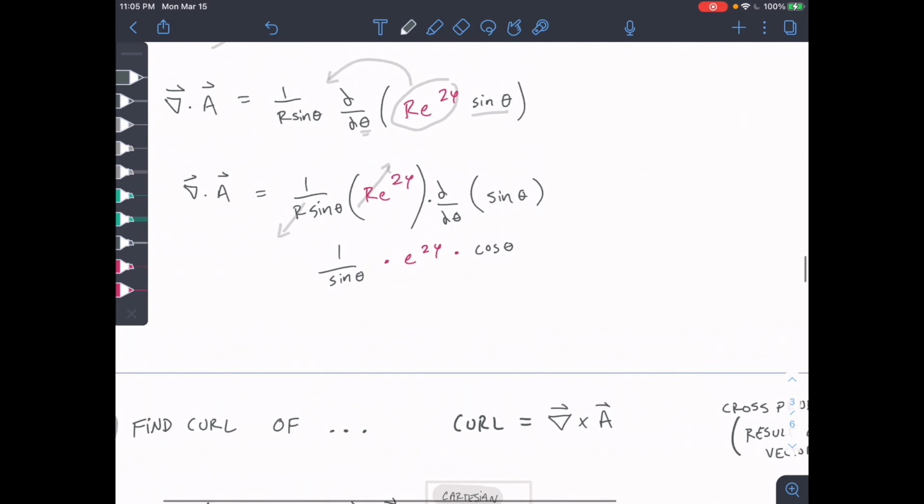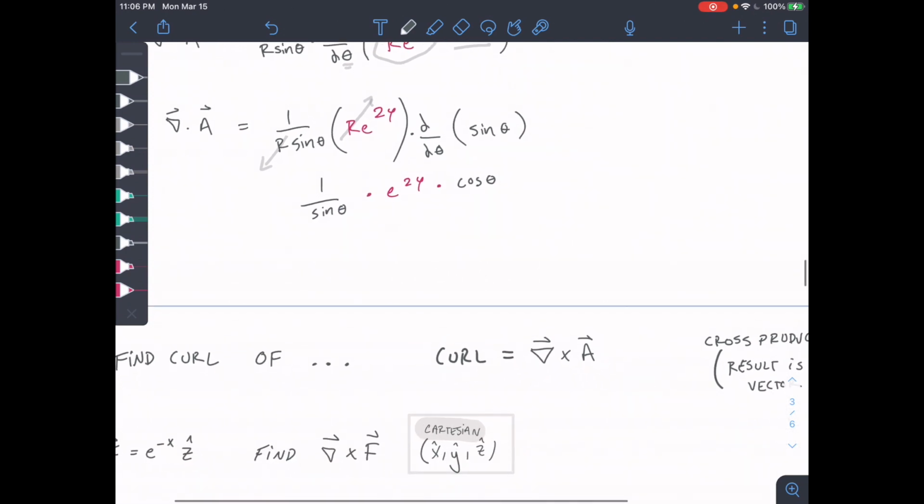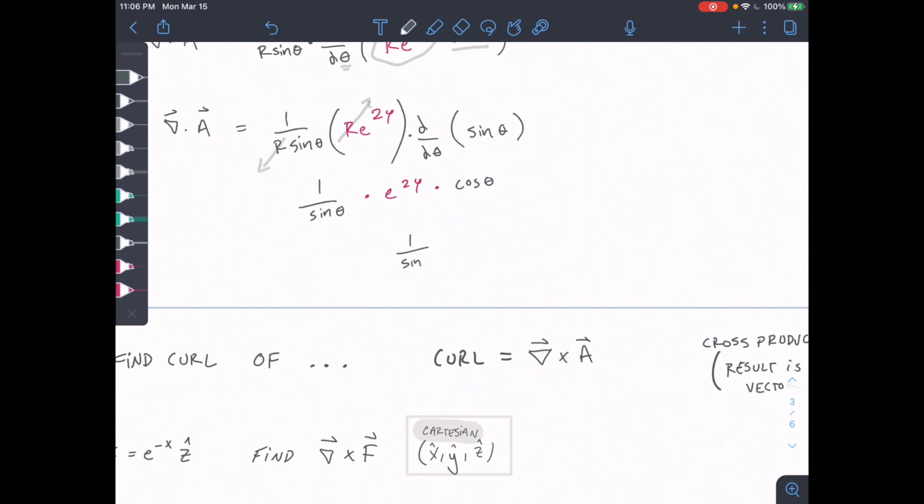Right? Okay, because that sine theta is on the outside. So 1 over sine theta, and we're only taking the partial with respect to what's in the parentheses, which is why that's broken up there. So cosine theta over sine of theta, and then we have e to the 2 phi. Let's double check and make sure that answer is correct, and it is. So this is our final answer here.